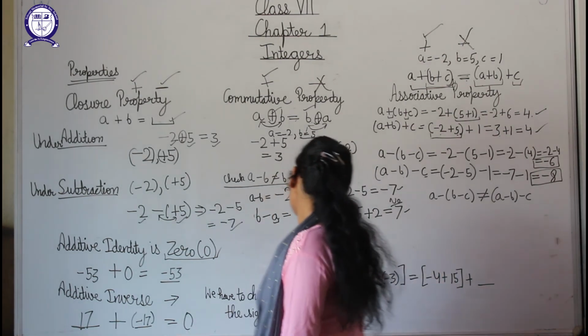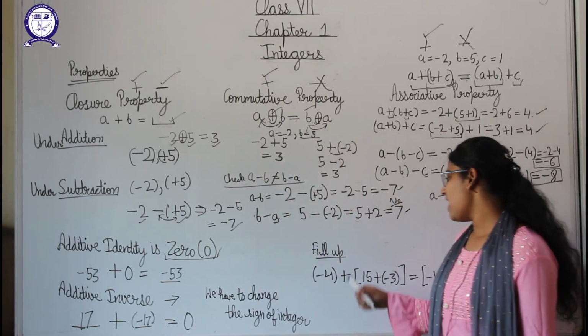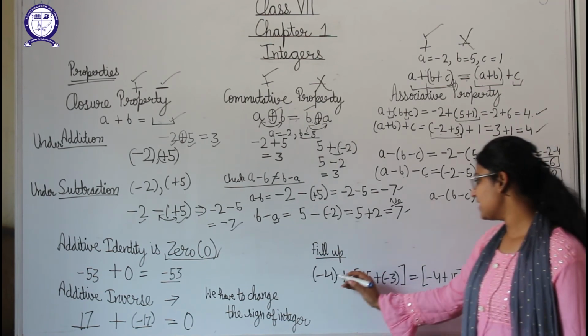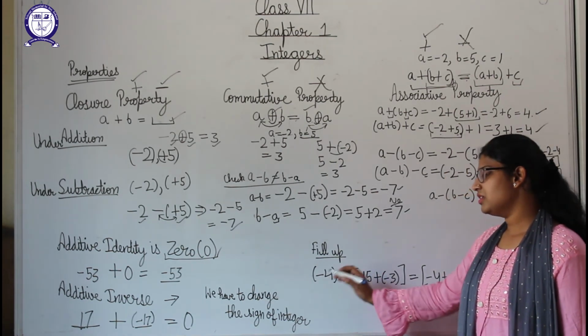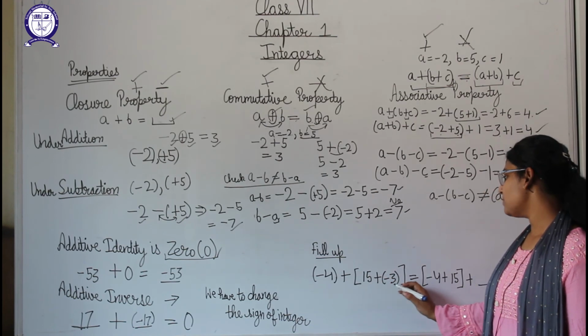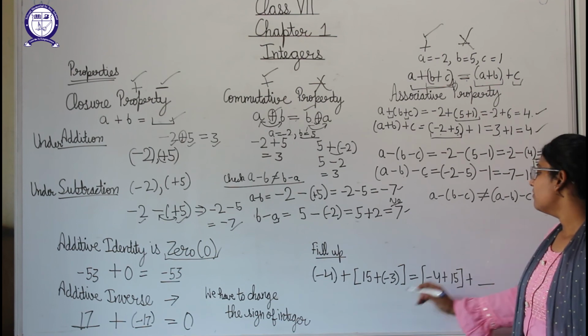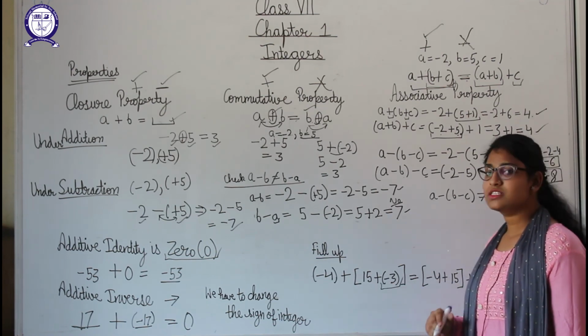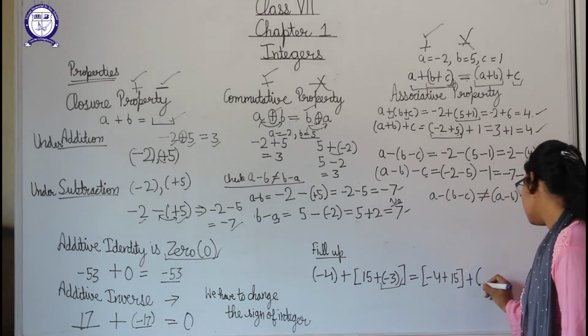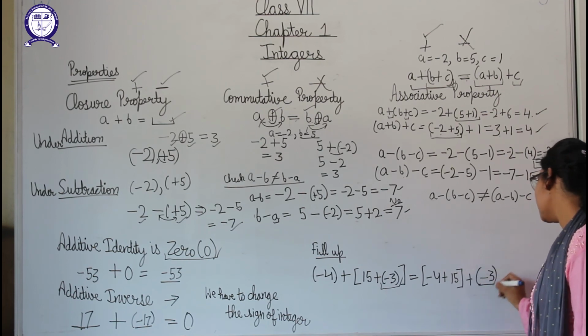Okay. Now this is given to us. We have to fill this place. Here minus 4 is in one bracket and 15 plus minus 3 is in another bracket. Here minus 4 is given and plus 15. What is left out here? Minus 3 is left. So in the fill up we will fill minus 3.